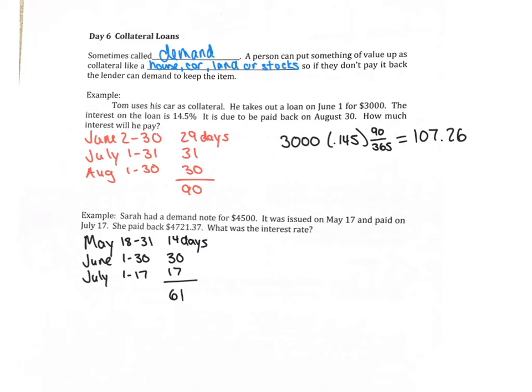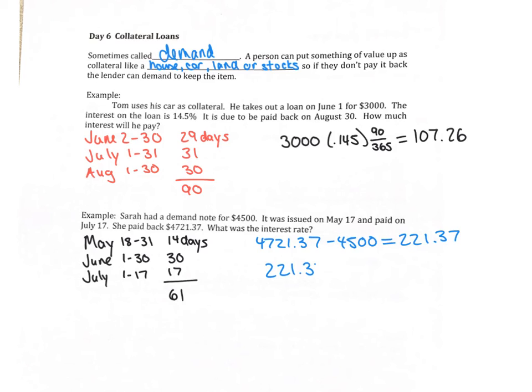We could figure out how much interest she had by subtracting. So I'm going to say, okay, if she paid $4,721.37 and she took out a loan for $4,500, then that means that she paid $221.37 in interest.